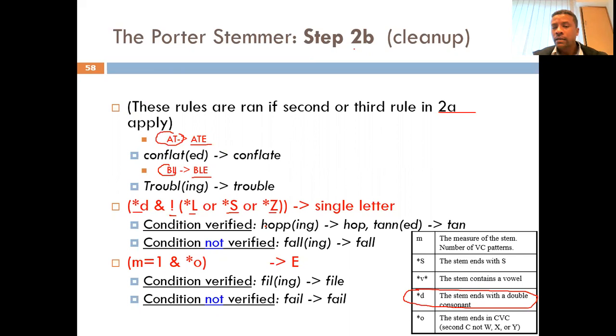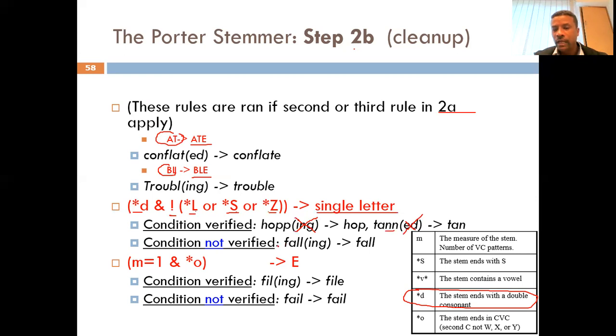For example, the word was hopping. So what did it do? It removed ING. Then it remains with HOP. Did you see? It became HOP. So if it is a double consonant, remove one of the P's. If the word is tanned, then remove ED, and since it is a double consonant NN, it makes it tan only. But mind you, if the double consonant is L, S, or Z, then you're not supposed to remove it.